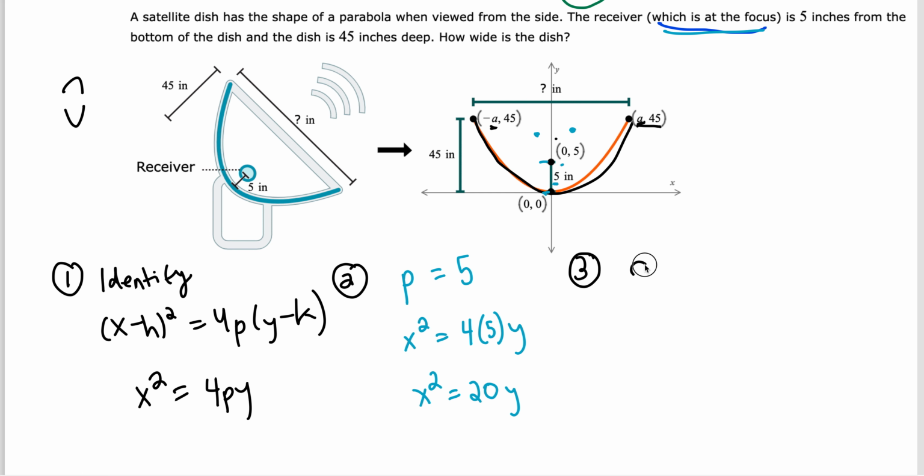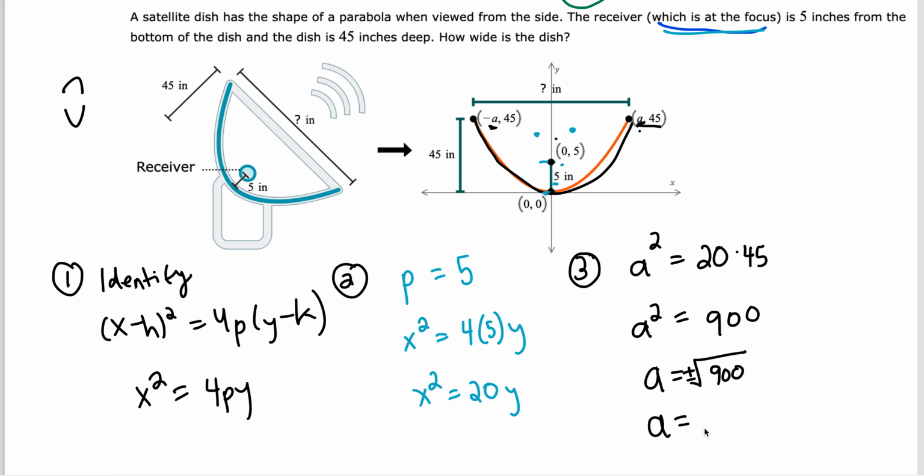So a squared equals 20 times y, which is 45, right? This gives us a squared equals 900, and then a equals the square root of 900. And remember, the square root has a positive and a negative value. So what does that give us? A positive and a negative. So the answer to this will be 30. Yes, 30. So it will be 30 positive and 30 negative, right?